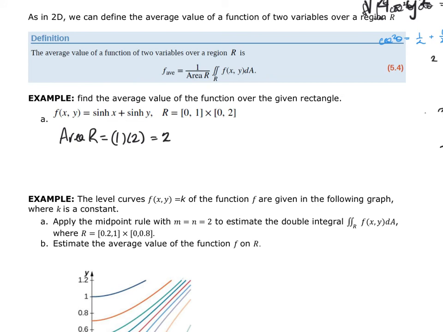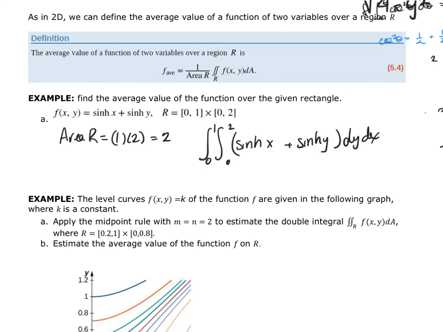What I'm going to do now is integrate this thing because they're asking me for the average value. So I'm integrating from 0 to 1, and then from 0 to 2, of the hyperbolic sine of x plus the hyperbolic sine of y. And I defaulted to dy dx, but it doesn't really matter.